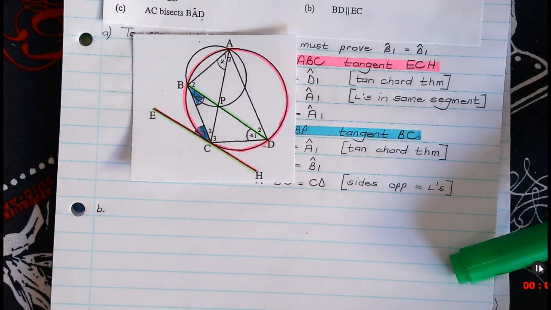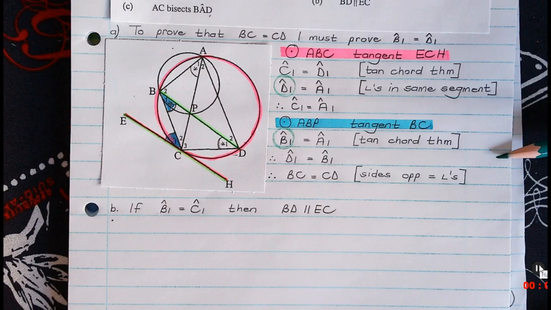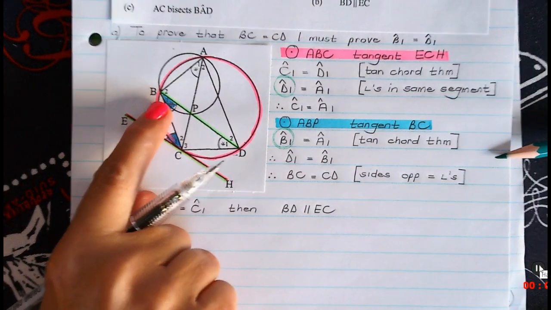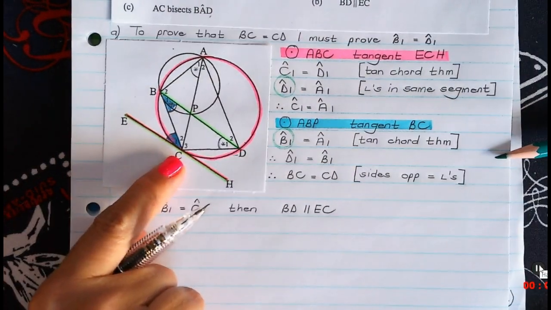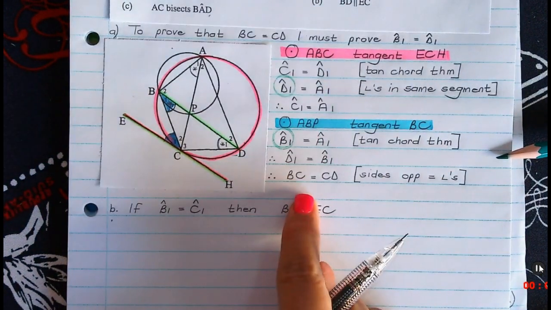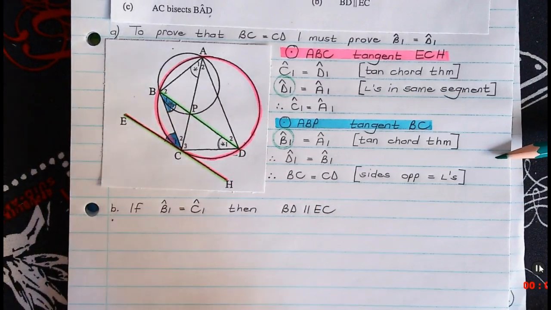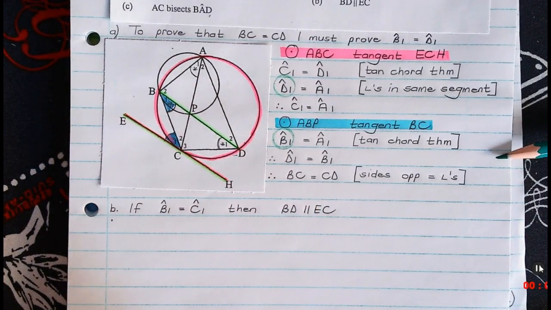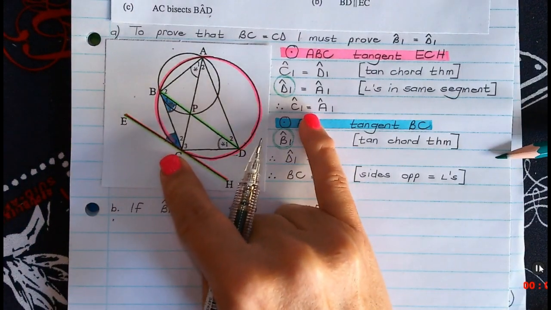Right, so now we must go back and see how we initially proved that angle B1 is equal to angle C1. Now it's not written anywhere here, so we will have to do the cross-reference to prove that it's true. So what we've already said is, we've already said that angle C1 equals angle A1. That I already did.